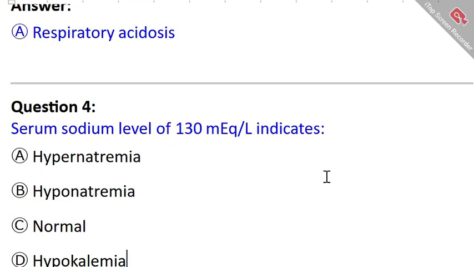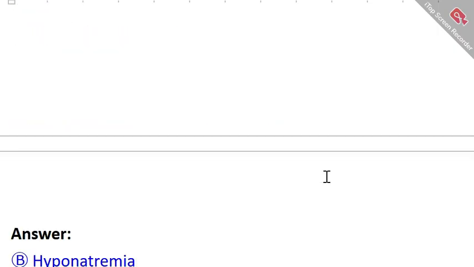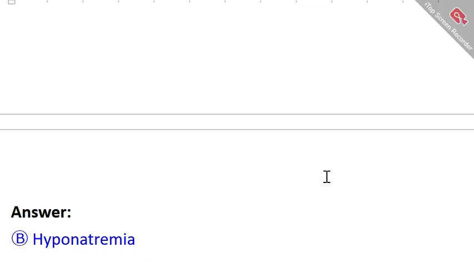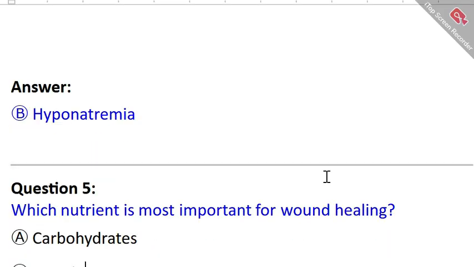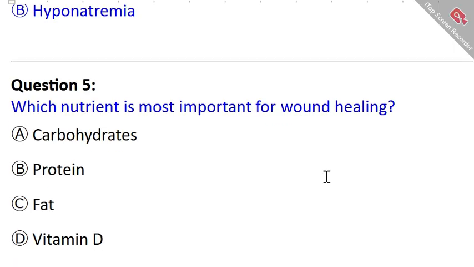A serum sodium level of 130 milliequivalents per liter indicates. Read the 4 options, and then I am going to give you the correct answer. In this scenario, the correct answer is option B, hyponatremia, because the normal sodium value is 135 to 145. If it is less than 135, it means that the patient is in hyponatremia. Let's move to the next question.